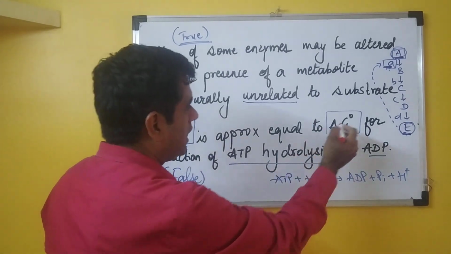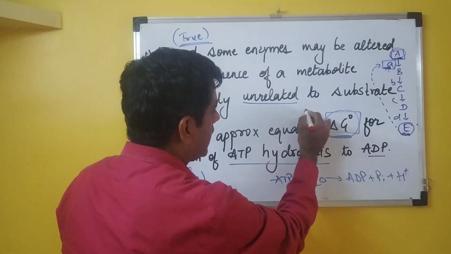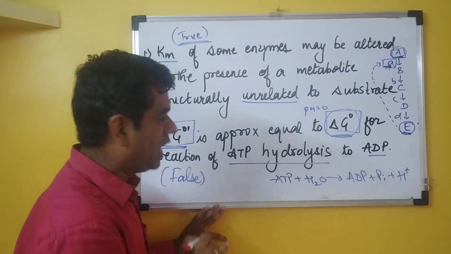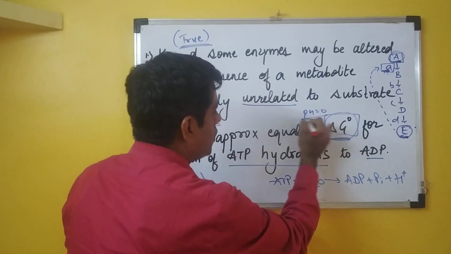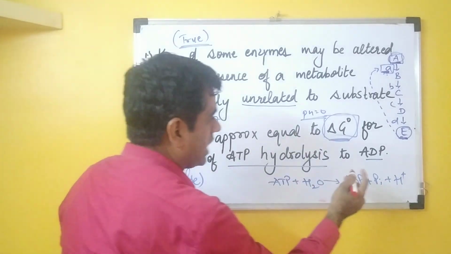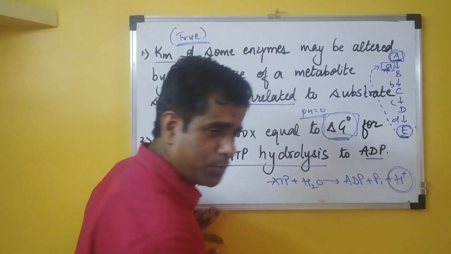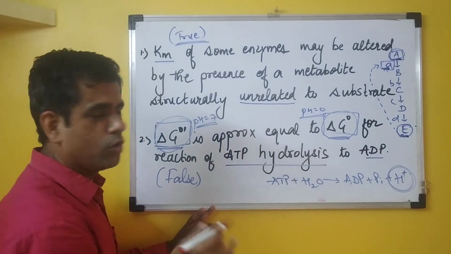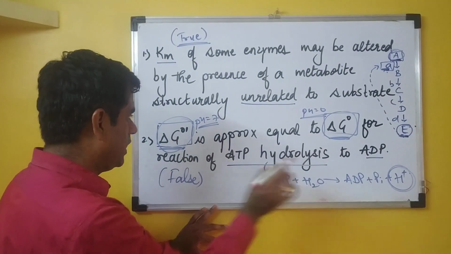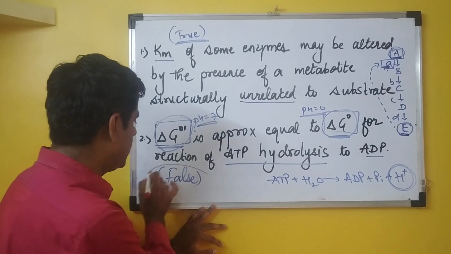So when we are calculating this delta G0, we are calculating this at pH 0, and when we are calculating this, we are calculating at pH 7. So the concentration of H+ is not the same. The reaction involves the formation of H+, and therefore for sure these two values are not going to be the same. So this statement that these values are approximately similar is false.